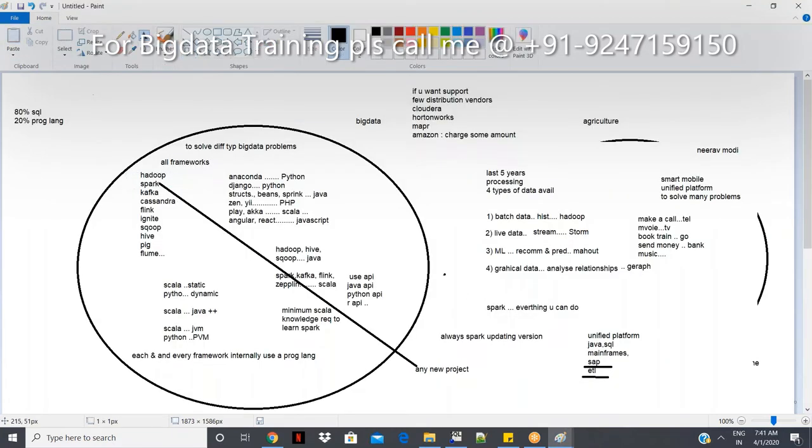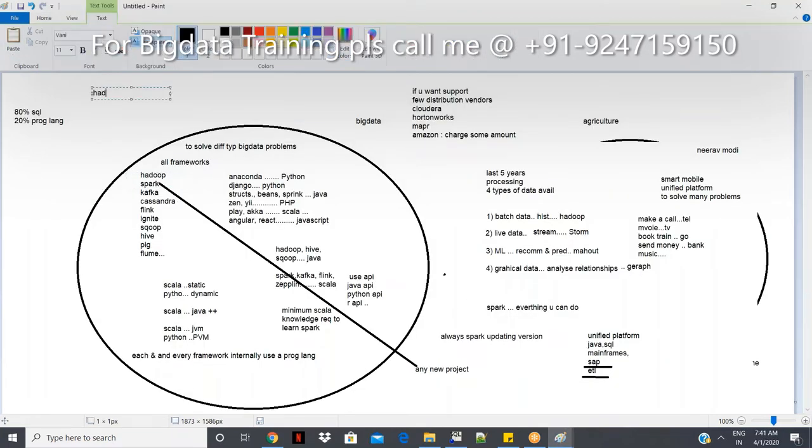Okay, please note, in big data, the first introduced framework is called Hadoop. After Hadoop, okay, like for example, in programming languages, what happened? First C language. After C language, we got CPP. Next, you got Java. Next, .NET. Next, Python. Next, PHP. Next, JavaScript. Next, R. Like that, many languages came into the picture. Always, C is the origin.